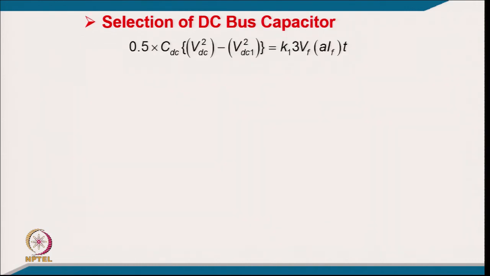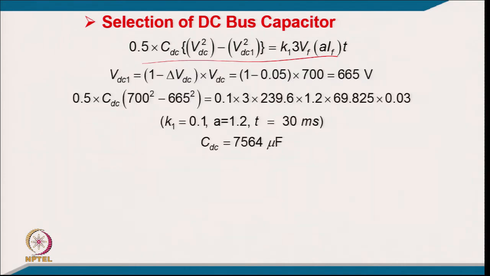Coming to the selection of the DC bus capacitor, from this energy balance equation, this is the minimum voltage permitted, this is the nominal voltage, and this is typically how much active power you can have flowing into the AC side.